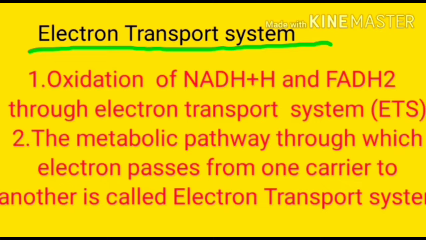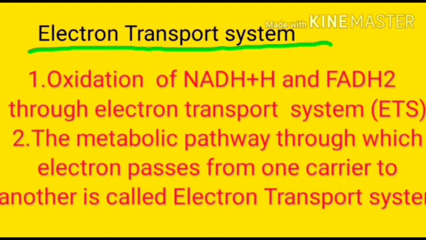In the electron transport system, the complex form of energy which was formed in glycolysis, Krebs cycle and link reactions converts into a simple form of energy. NADH2 form of energy converts into ATP form of energy, and FADH2 form of energy also converts into ATP form of energy. Means complex form of energy is converted into simple form of energy, that is ATP. This change is possible through the electron transport system.